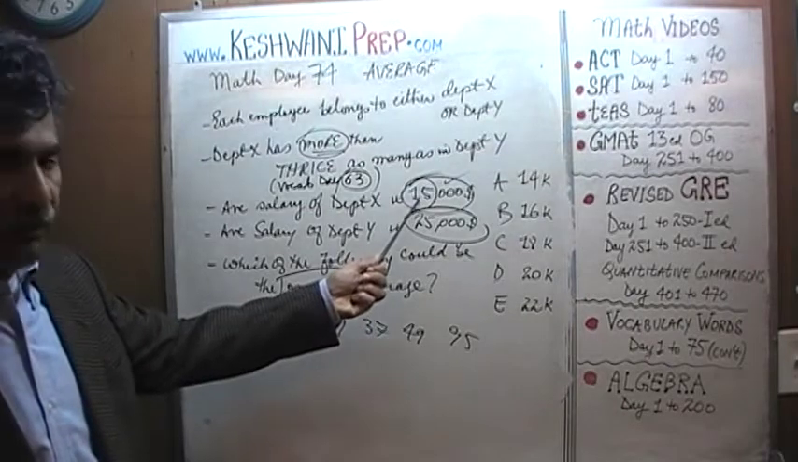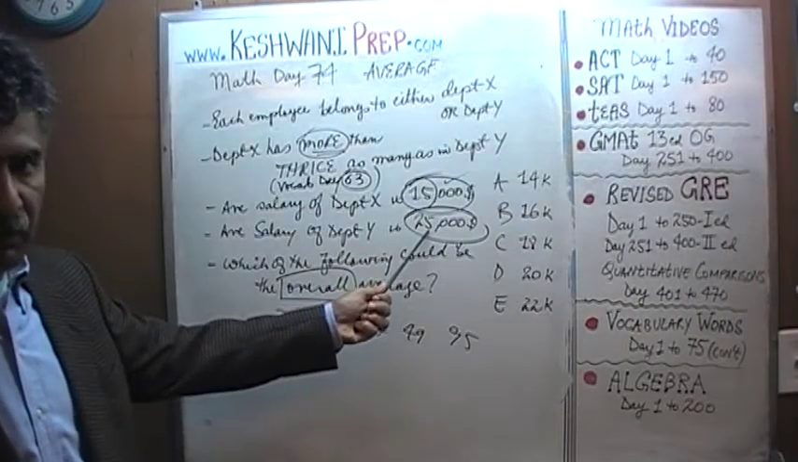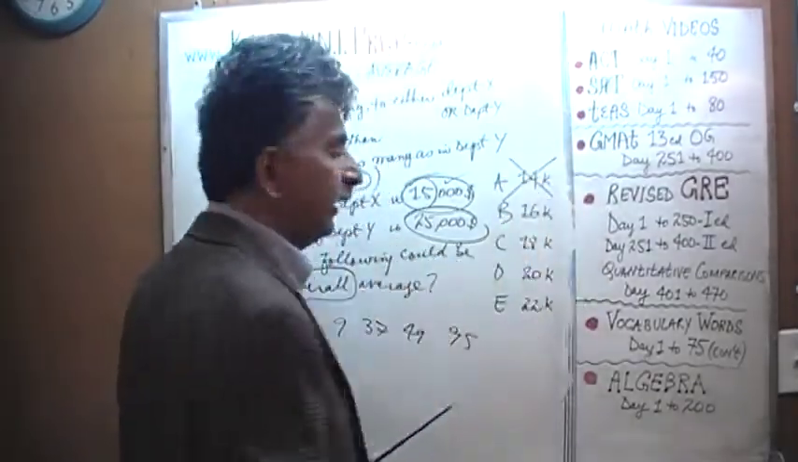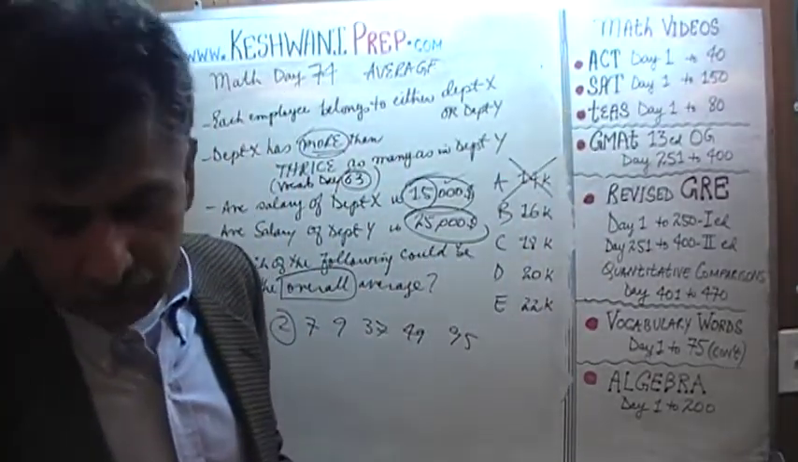Here we are told that the average for one department is 15, the average for the other department is 25. Overall average cannot be 14. That answer is silly. That answer is nonsensical. It's not possible. Let's begin.